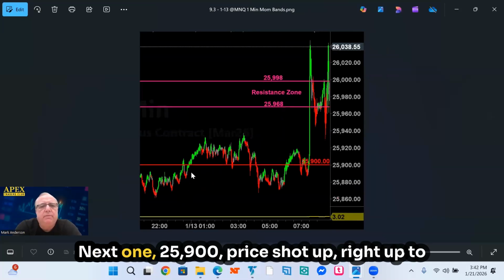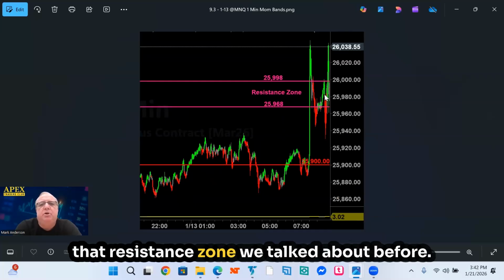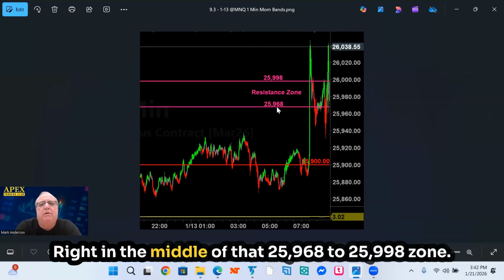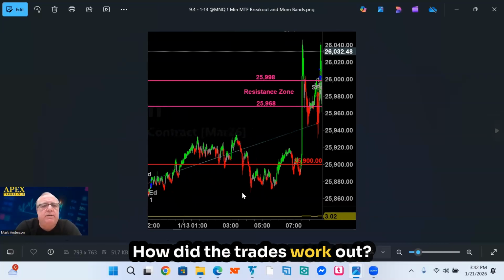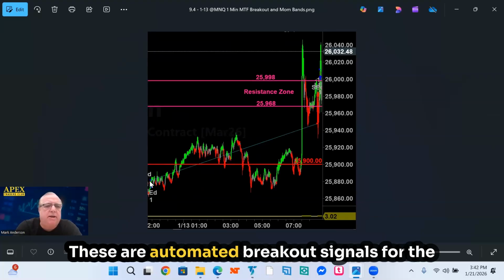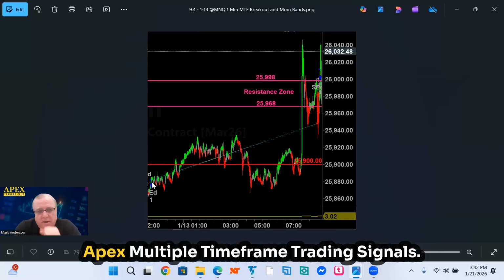Next one, 25.9. Price shot up right up to that resistance zone we talked about before. Look where it gravitated, right in the middle of that 968 to 998 zone. How did the trades work out? Well, we had a buy down here, we had a sell over here. These are automated breakout signals for the Apex multiple time frame trading signals.